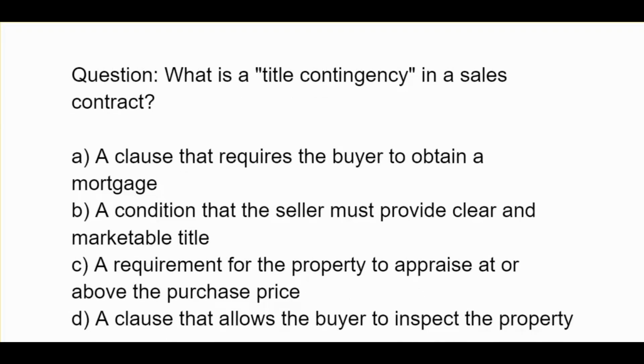What is a title contingency in a sales contract? A, a clause that requires the buyer to obtain a mortgage. B, a condition that the seller must provide clear and marketable title. C, a requirement for the property to appraise at or above the purchase price. D, a clause that allows the buyer to inspect the property.